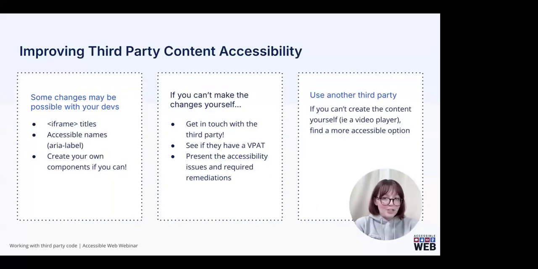So, the strategies for improving third-party content. Some changes you might be able to make with your devs, and you don't have to get into communications with the third parties. So a common example would be iframe titles. We often see iframes that don't have titles, and this can be remediated by putting an ARIA label on that iframe, and that would resolve the third-party issue. Another one, accessible names on other content, such as a button. You can use an ARIA label for that to create an accessible name, and that would also solve the problem.